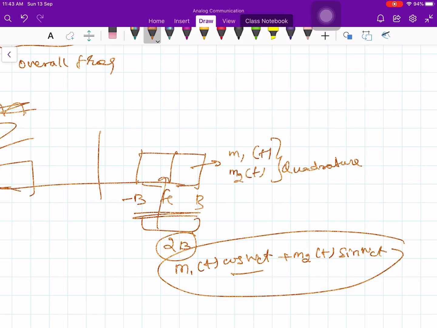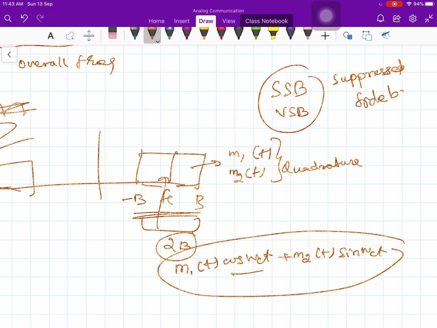So that's it about SSB demodulation. In the next lecture, we will discuss vestigial sideband modulation. That also comes under the category of suppressed sideband modulation. So SSB and VSB both fall under suppressed sideband modulation. One more technique, VSB, that we will discuss in the next lecture.